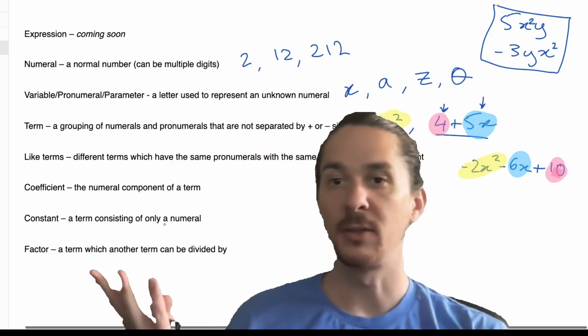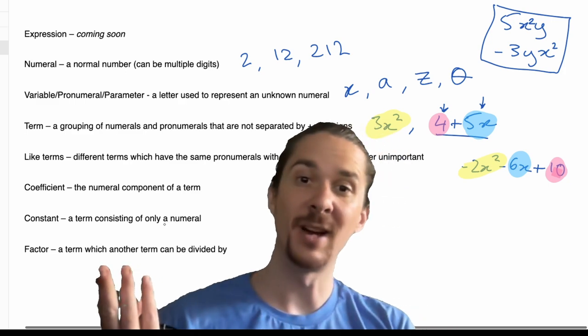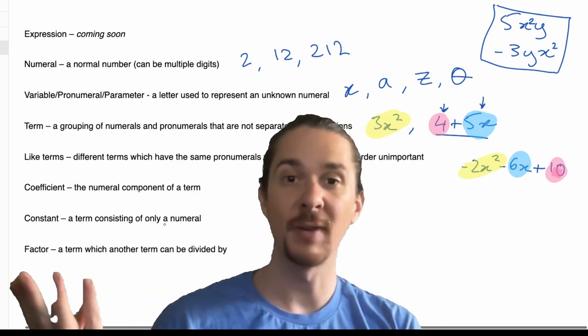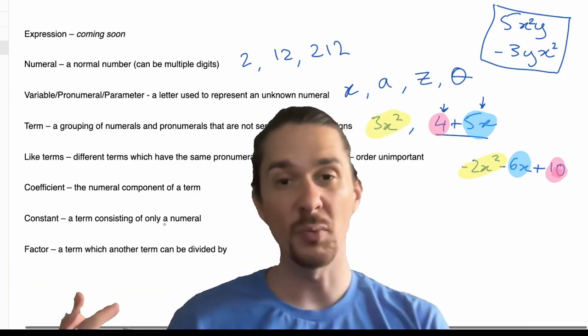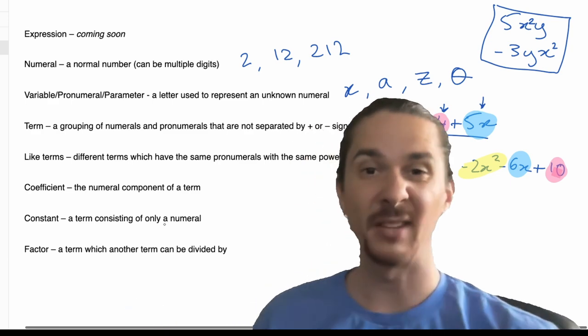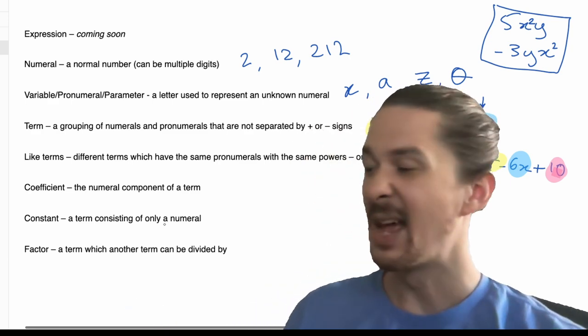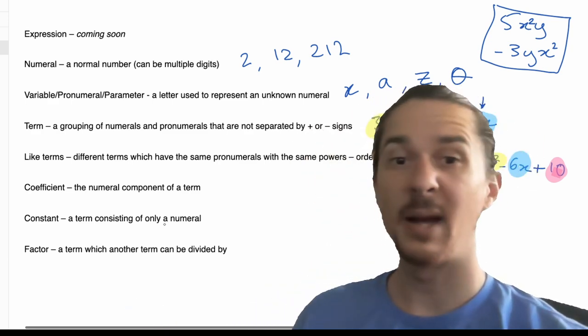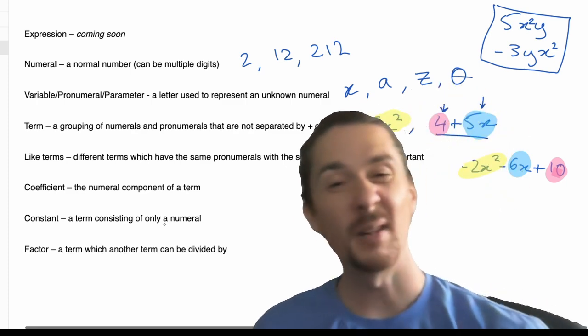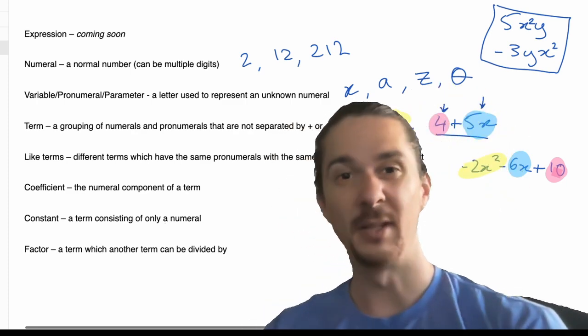And what is a factor? A term which another term can be divided by. There's a lot of definitions for factor, but with the algebra that we're looking at, we're going to start looking at factors in a very abstract sense, and saying things like you can divide by without a remainder is going to become a little bit less useful of a definition.